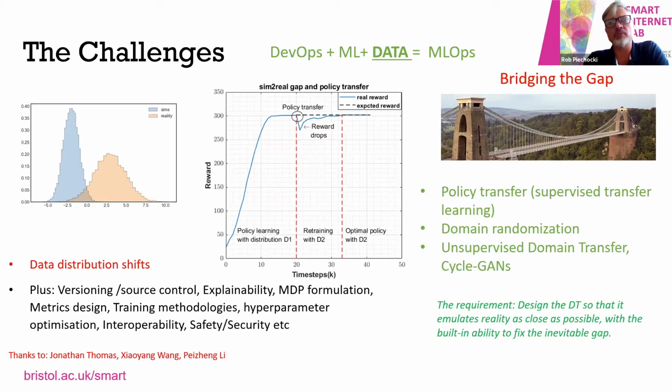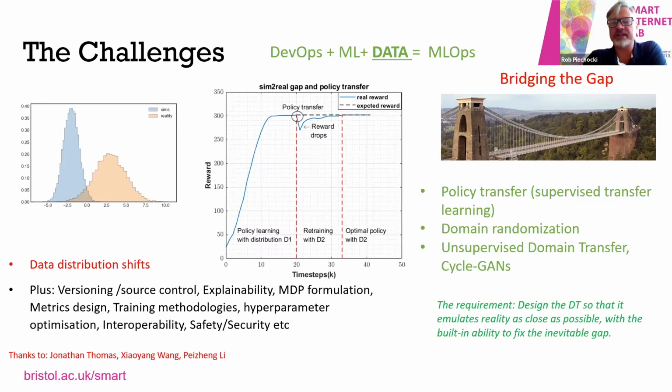The first one is a policy transfer, kind of one more classical one. Domain randomization is the second one. It's actually super counterintuitive. Briefly, it just means adding noise. And the third one, which I'm very excited about, is the unsupervised domain transfer. And this, in fact, started its life in image-to-image transfer.